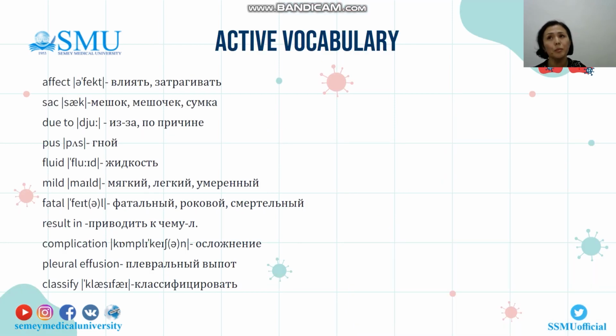As usual, we will start with our active vocabulary. Students, I will read only in English. Please listen carefully and after finishing, write it down in your copybooks and learn it by heart. Affect, sac, due to, pus, fluid, mild, fatal, result in, complication, pleural effusion, classify. Once more, affect, sac, due to, pus, fluid, mild, fatal, result in, complication, pleural effusion, classify.